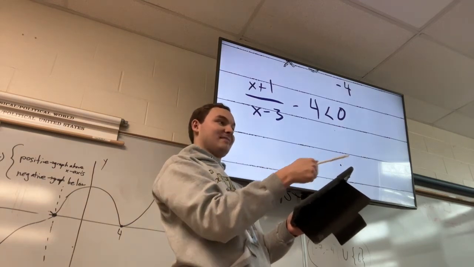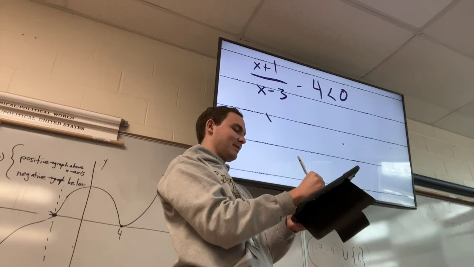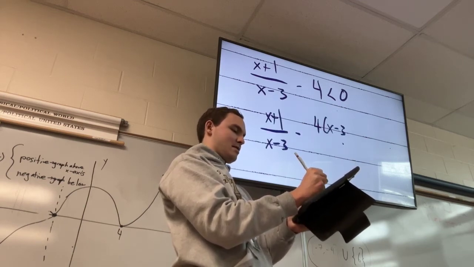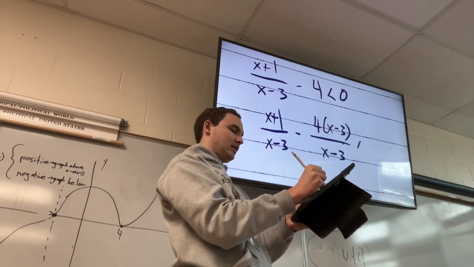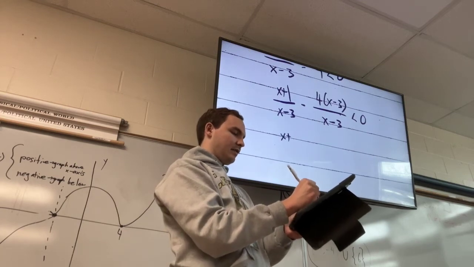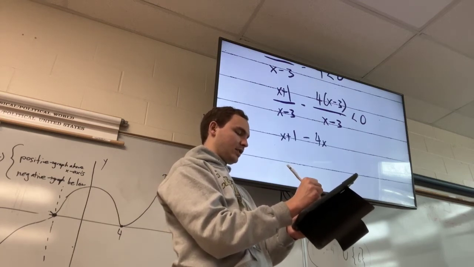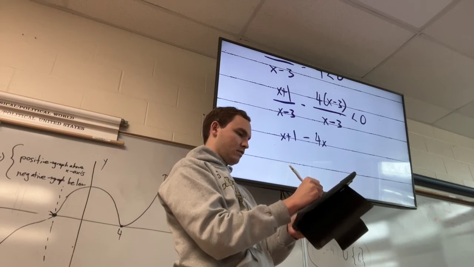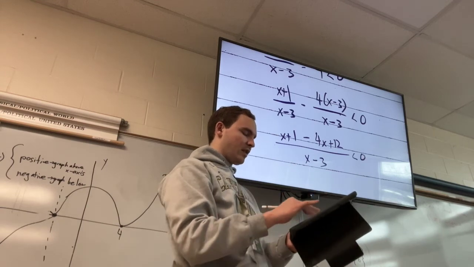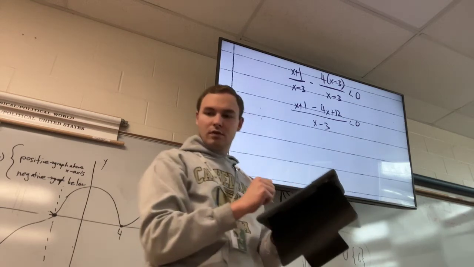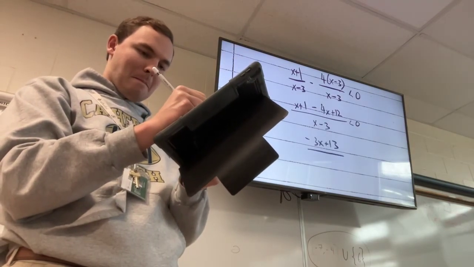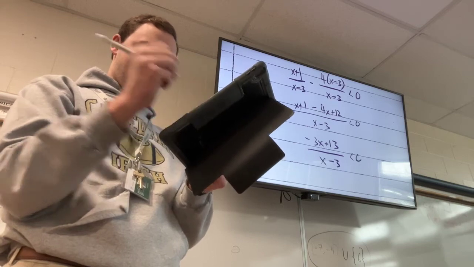Yeah, multiply the top and bottom by x minus 3. We'll get x plus 1 over x minus 3 minus 4 times x minus 3 over x minus 3 is less than 0. We've been doing this, and I combine my numerators. So I distribute and combine like terms, right? Good.